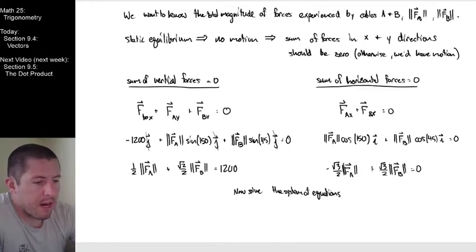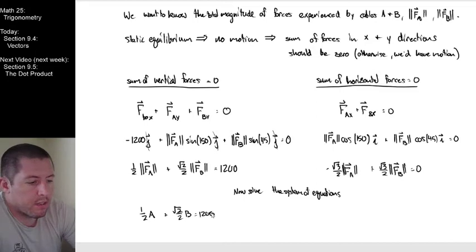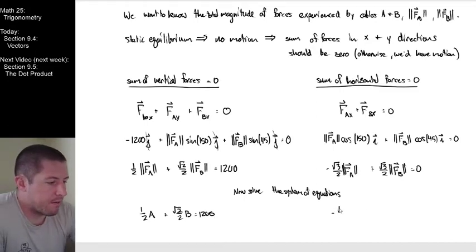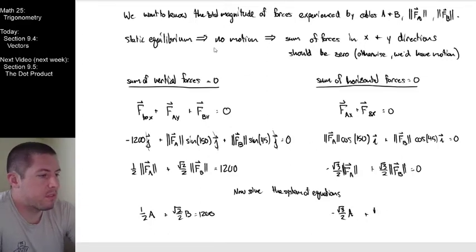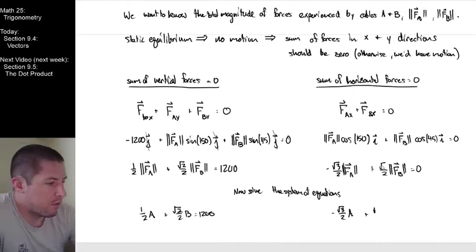And just because I'm tired of writing all these magnitude symbols, I'm going to write this as 1/2 A plus root 2 over 2B equals 1200. And I'm going to write this as negative root 3 over 2A plus root 2 over 2B. All right, that was my mistake right there. It's a root 2 over 2 for 45-degree angles. Glad I caught that.